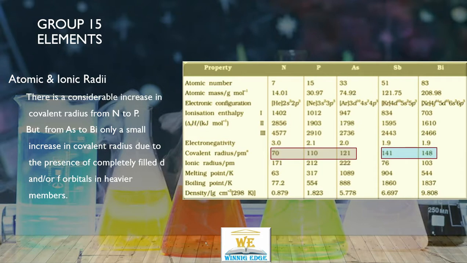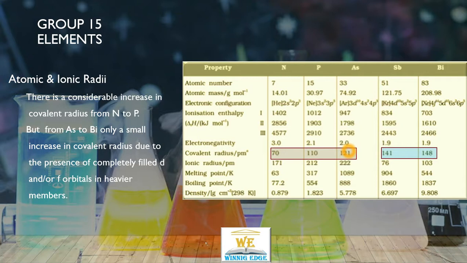The reason is the presence of completely filled d orbitals and f orbitals in the heavier members. We know arsenic has a 3d orbital completely filled, antimony has a 4d, and bismuth even has a 4f orbital completely filled. The effect of these is that d orbitals have very poor shielding, so the outermost electrons experience considerably greater effective nuclear charge.